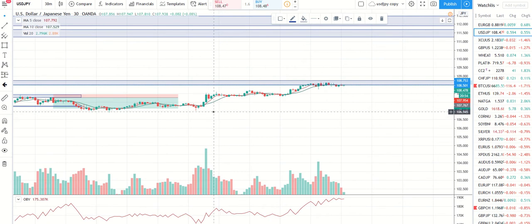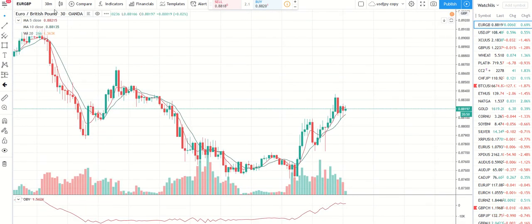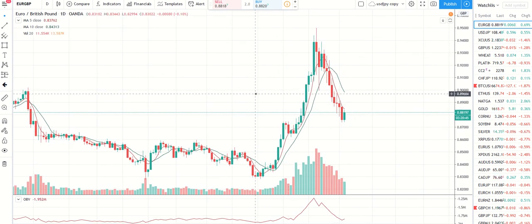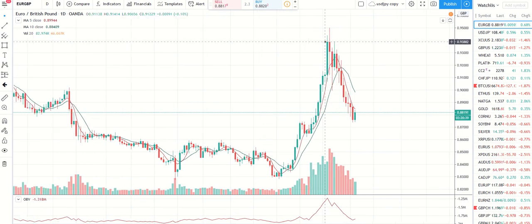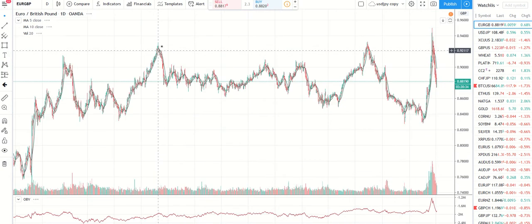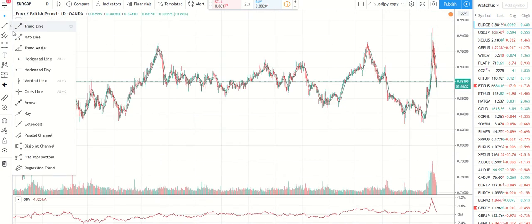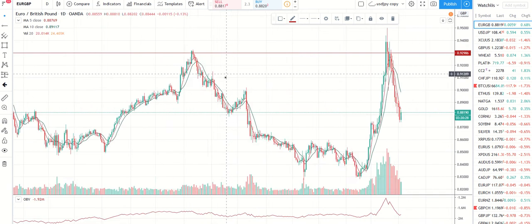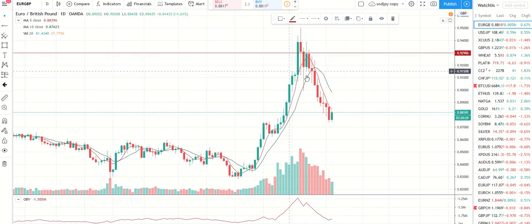Now let's move on and have a look at Euro Pound, because this market played out quite nicely. Spoke about this on Instagram on Sunday evening, live with Dave and Patrick. So you can see here that the market's hit what is probably a supply area. If I come over here, so this area here and this area here. So there you go. You've got that resistance area.